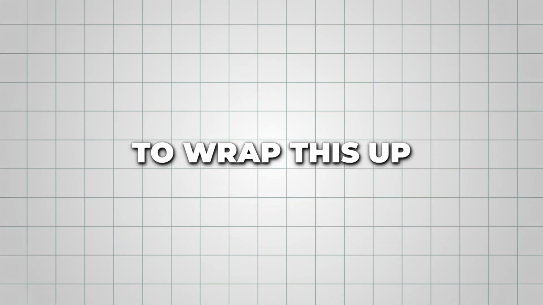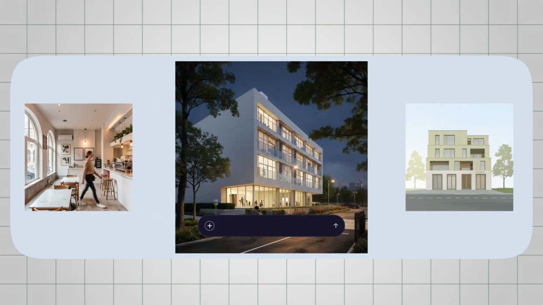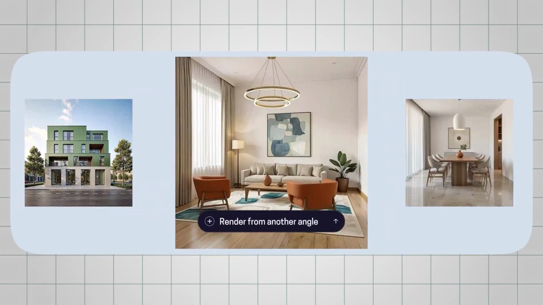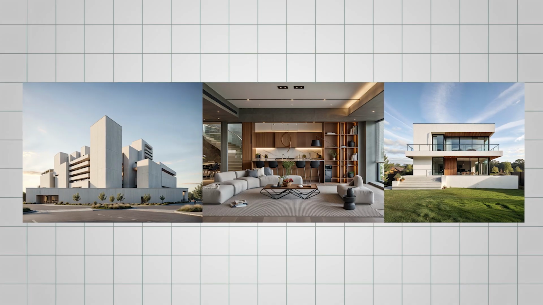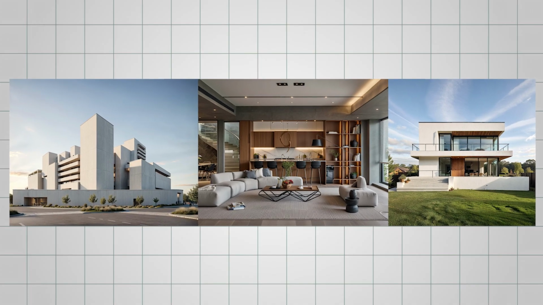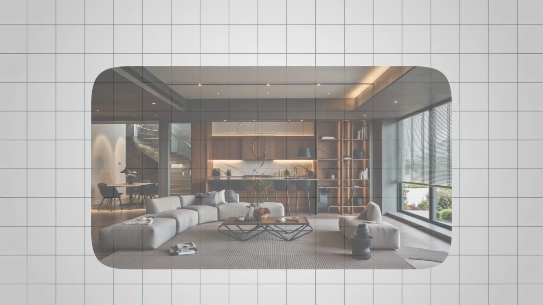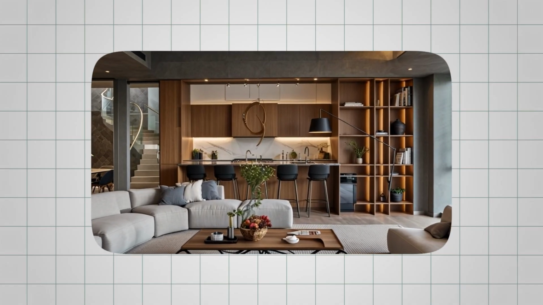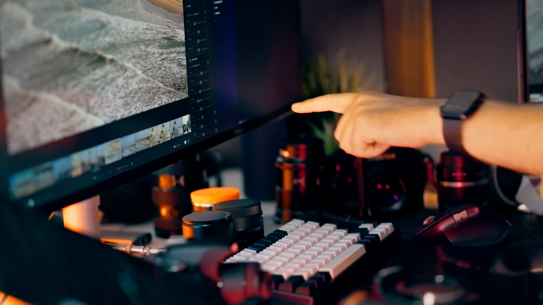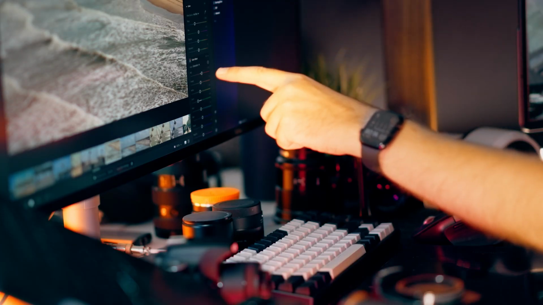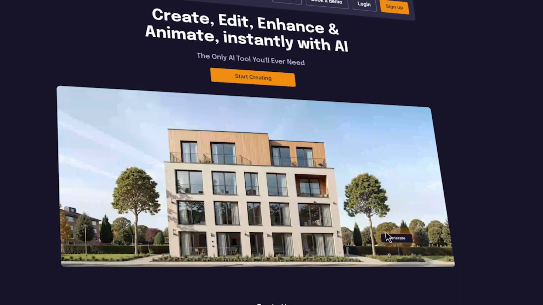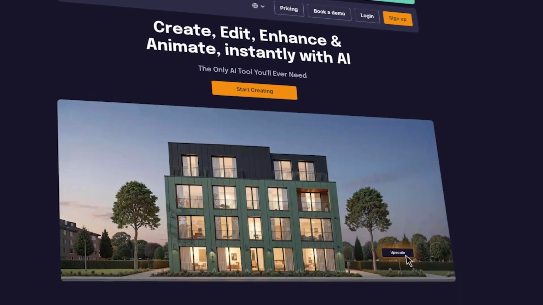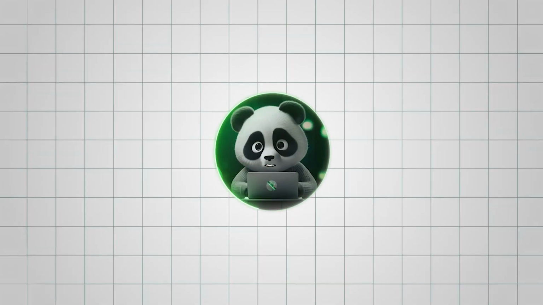To wrap this up, Rendair AI is a fast, intuitive tool for turning ideas, sketches, and 3D bases into high-quality architectural renders with very little friction. It's not perfect. Video renders can soften as the camera moves deeper into a scene, and very specific micro details may still need refinement. That said, for concept development, client presentations, and rapid visual iteration, Rendair can massively speed up your workflow.